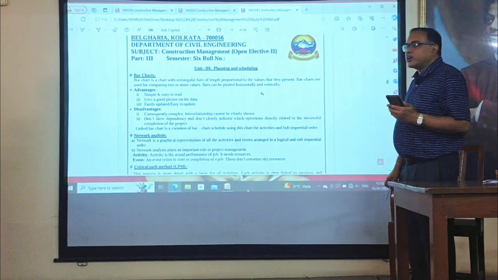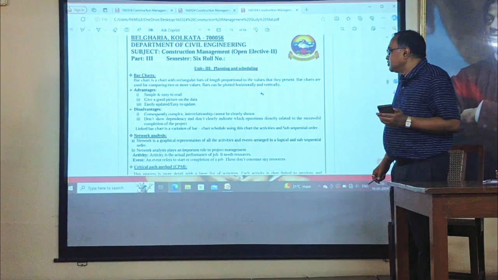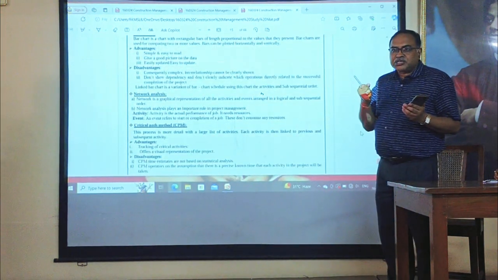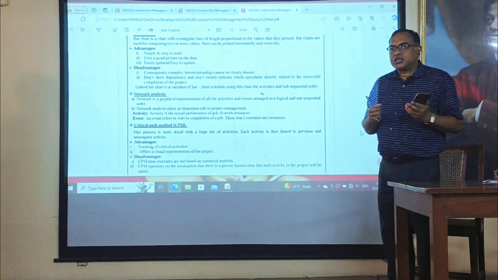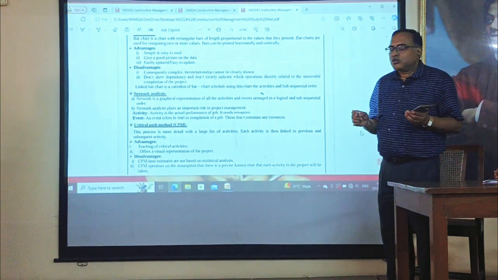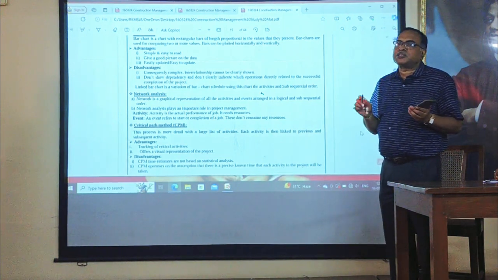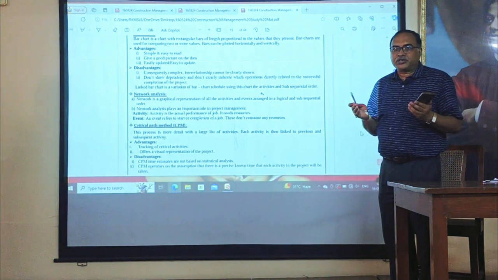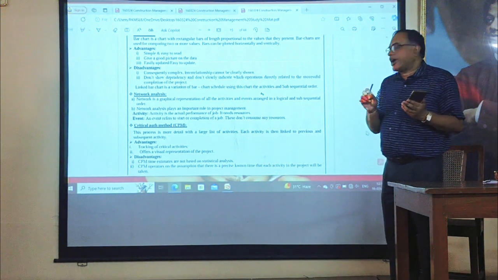Next is network analysis. Network analysis is the combination of activities and events. Activities means those which need some resources, and it is represented as an arrow, with an arrowhead. And the nodes, the circular part, represent the events. It may be the starting event or finishing event. And one activity is the combination of node and arrow.